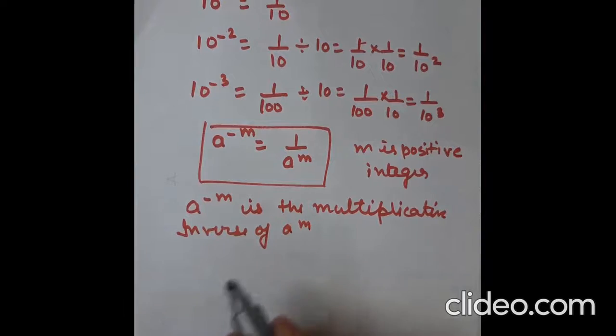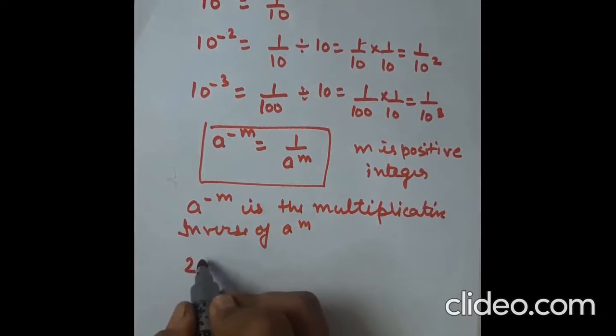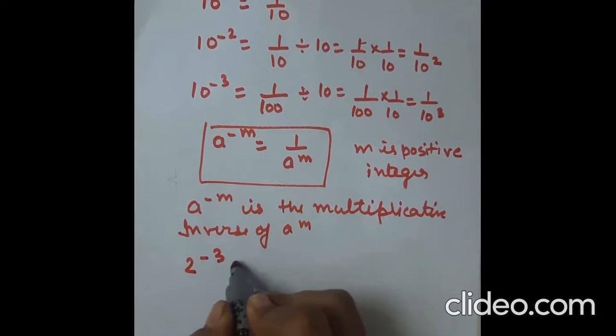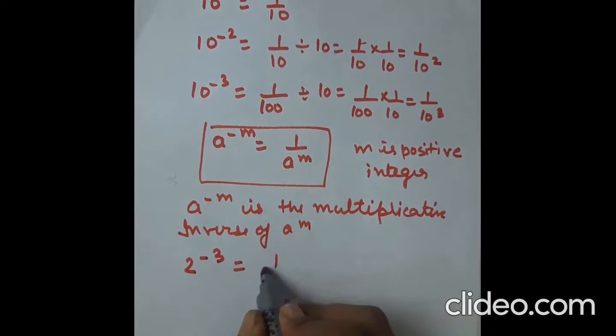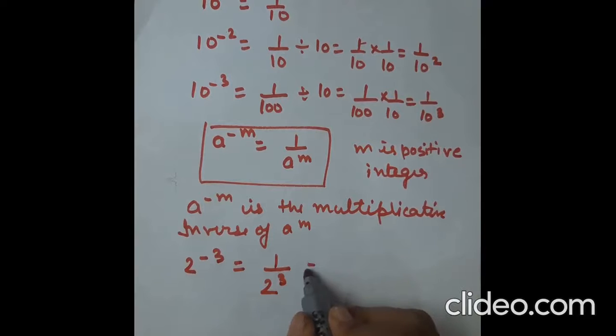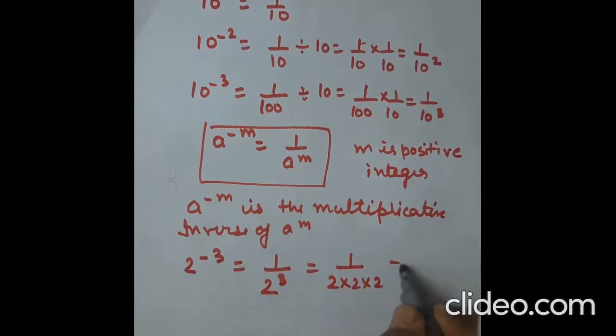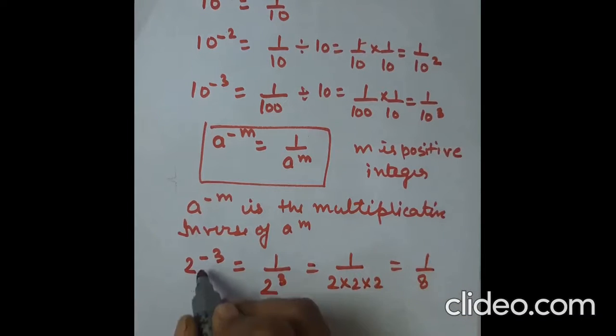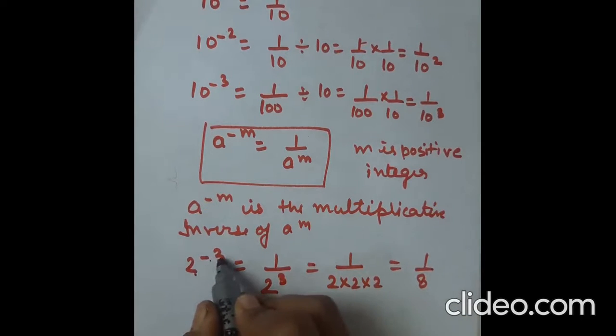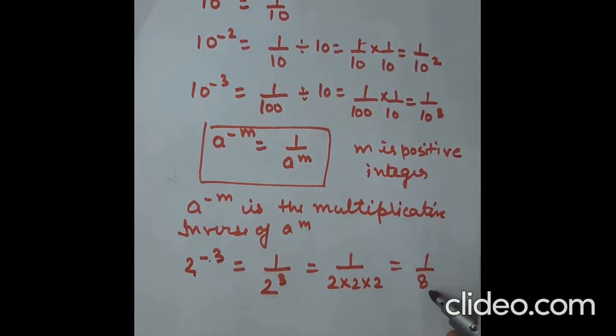So let's do one question. 2 raised to the power minus 3. We can write it as 1 upon 2 raised to the power 3, that is equal to 1 upon 2 multiplied by 2 multiplied by 2, so 1 upon 8. So the value of 2 raised to the power minus 3 is equal to 1 upon 8.